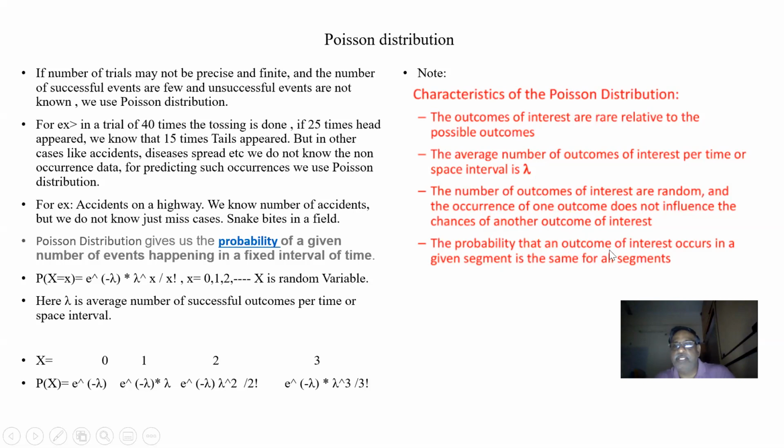The probability that an outcome of interest occurs is the same for all segments. The probability is the same because we are taking an average probability. The probability that an outcome of interest occurs in a given segment is the same for all segments. So we have standardized this.